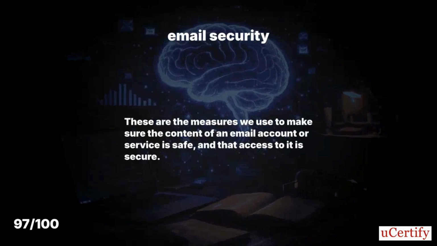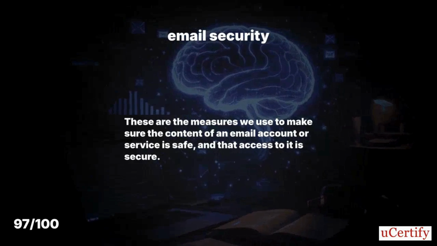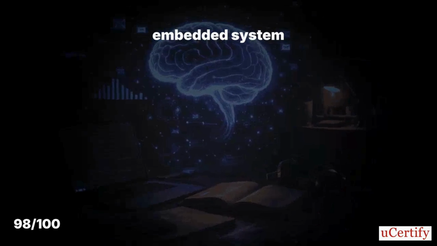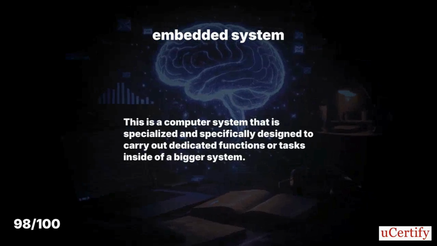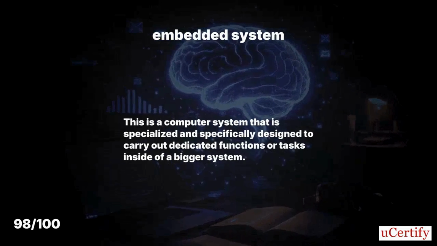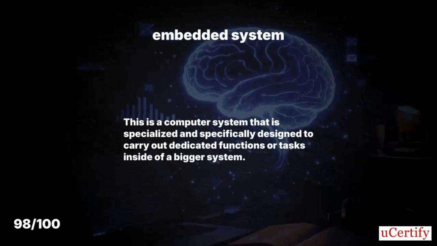Email security. These are the measures we use to make sure the content of an email account or service is safe and that access to it is secure. Embedded system. This is a computer system that is specialized and specifically designed to carry out dedicated functions or tasks inside of a bigger system.